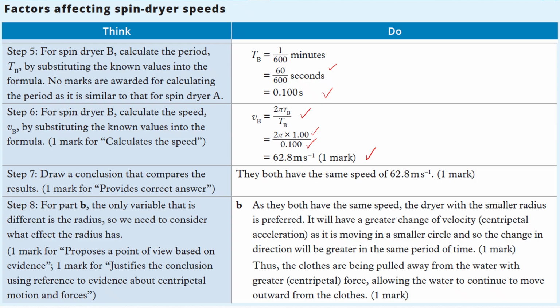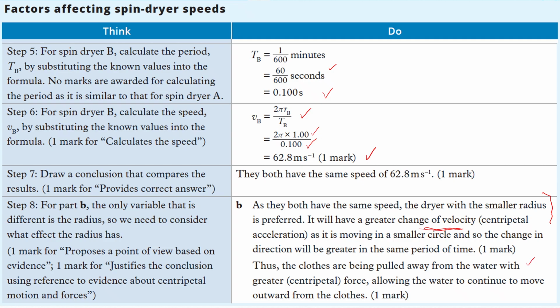The second part: which one's better for your clothes? If we look at our explanation down here, that's written quite nicely from the textbook: as they both have the same speed, the drum with the smaller radius is preferred. It will have a greater change in velocity, or centripetal acceleration, as it is moving in a smaller circle. We'll see when we start to look at the formulas how the change of radius affects the force and the acceleration on it. But the smaller one is going to have the greater change in velocity, so therefore it's preferred.